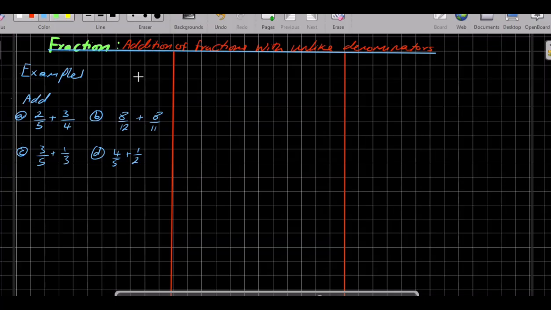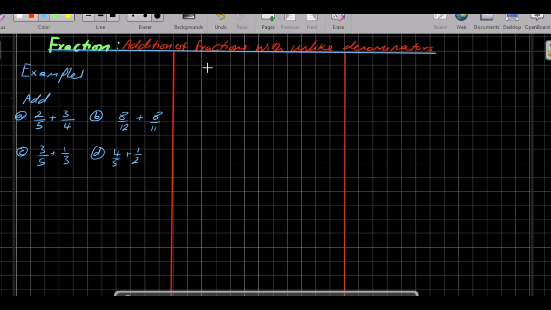Hi learners, in today's class I'm going to be showing you how to solve addition of fractions with unlike denominators. I'm going to adopt three different methods to solve each question. So let's consider the questions given here as examples.